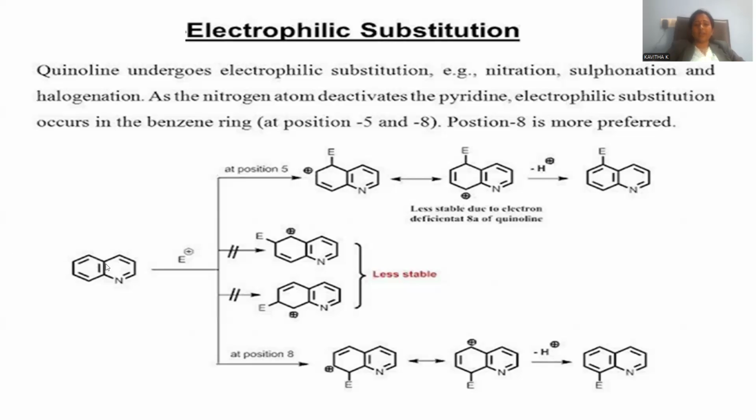That's the reason why the pyridine ring will be electron deficient in nature, and the electrophile will preferably go for substitution over the benzene ring. So we clarified the ambiguity of where to substitute the electrophile, whether on pyridine or benzene.